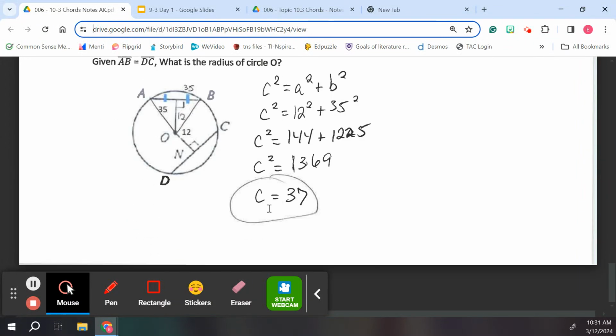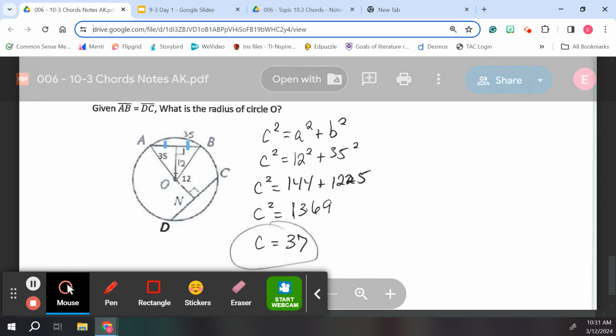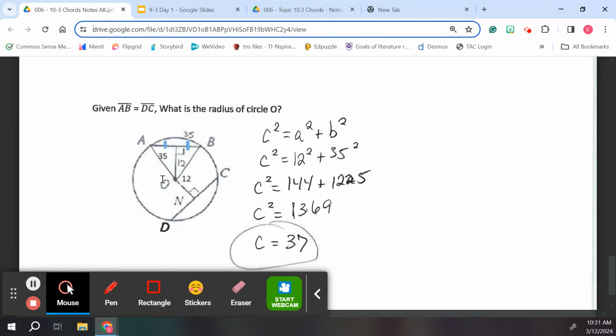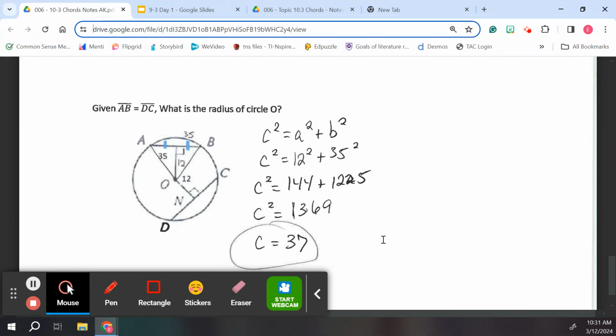And the last one, given AB is equal to DC, what is the radius of circle O? So what we're doing here is we have this side is 35. This is 12 that they give us because it was equidistant. That's what we just talked about. So if this is 35, that's 12. We apply the Pythagorean theorem to find this radius, which ends up being 37 in the end. Again, that's applying the Pythagorean theorem. Are there any questions?